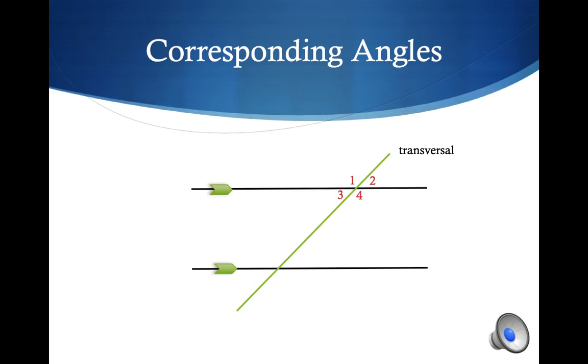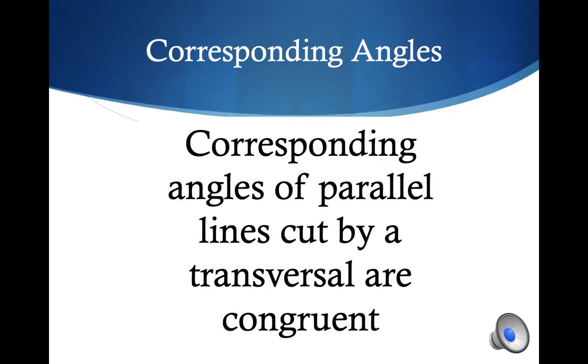You can see we have four angles on both the top and bottom line. I've gone ahead and labeled the top 1, 2, 3, and 4. Now, whatever measure for angle 1 at the top is, will also be the measure for angle 1 at the bottom. Similarly for 2, 3, and 4. This is because corresponding angles of parallel lines cut by a transversal are congruent.